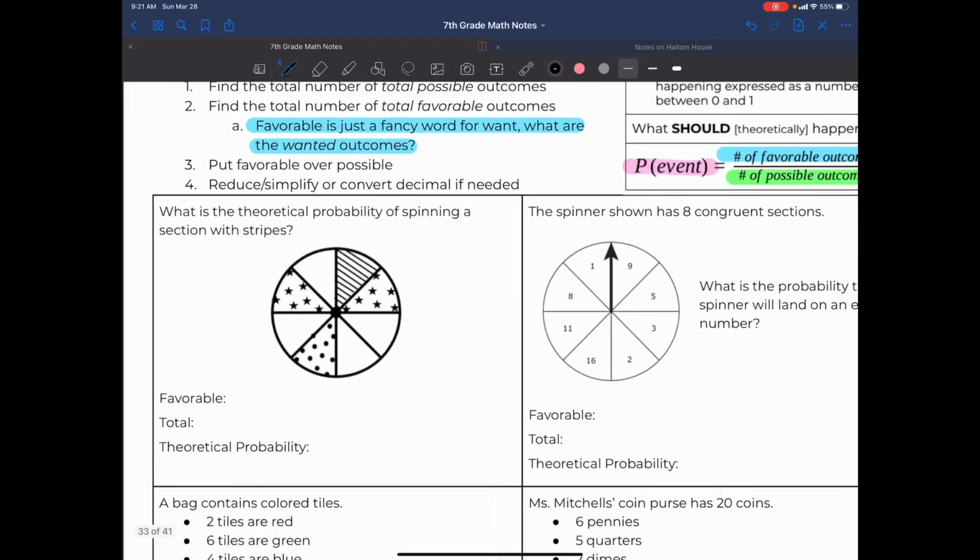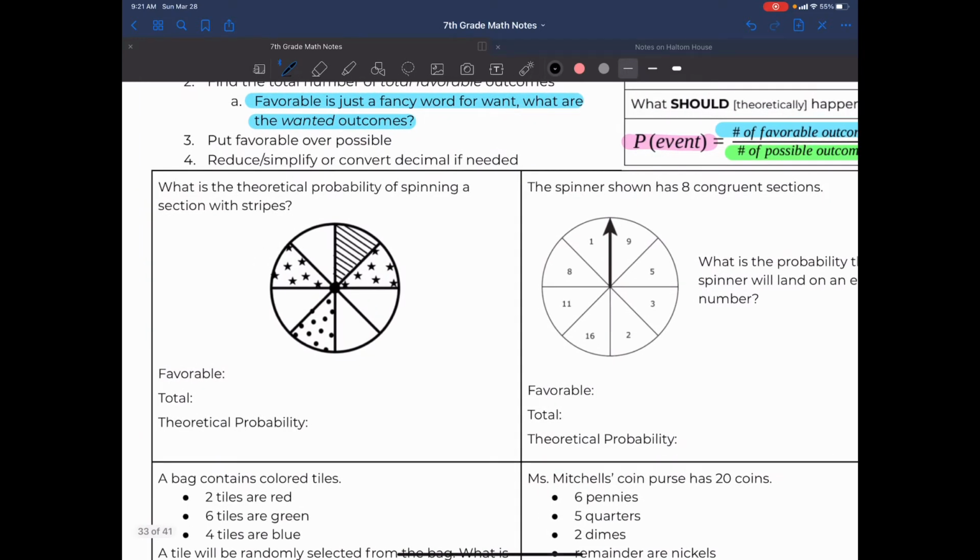All right, let's start with this first question. What is the theoretical probability of spinning a section with stripes? Well, the first thing I'm going to do is label my favorable. I'm looking for stripes. How many stripes are there? Well, there's 1 section with stripes. How many sections are there total? Well, by basic counting, I see that there are 8 total. My next step is to put the favorable over the total. And then to reduce, but I can't reduce.